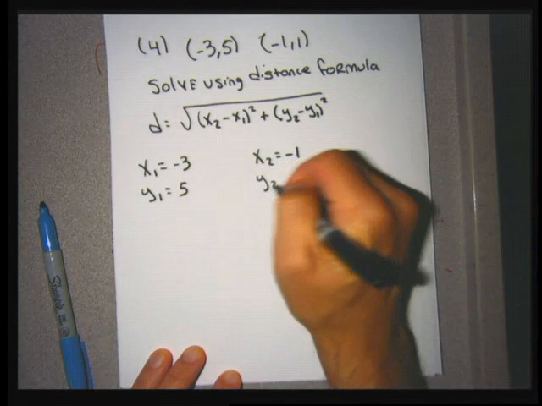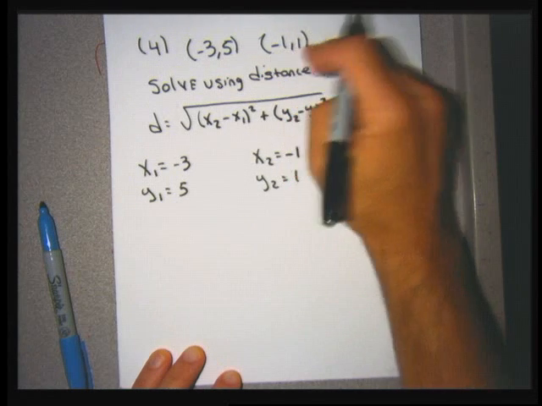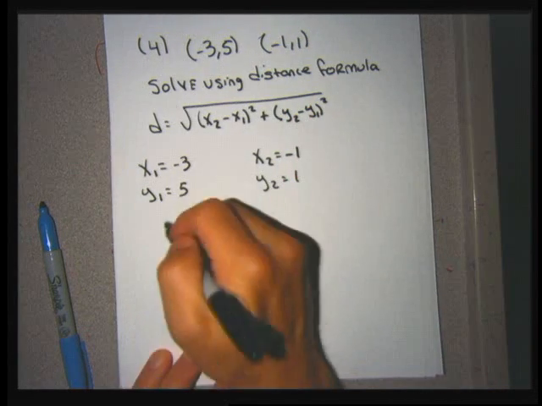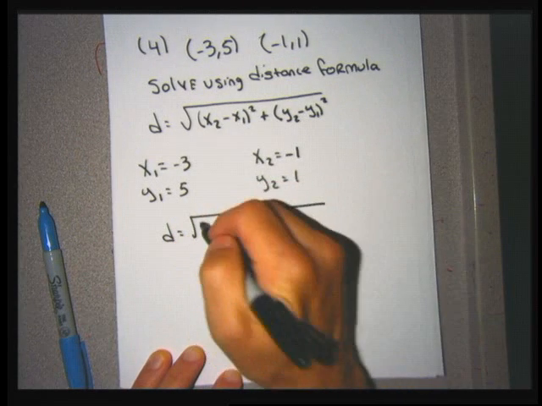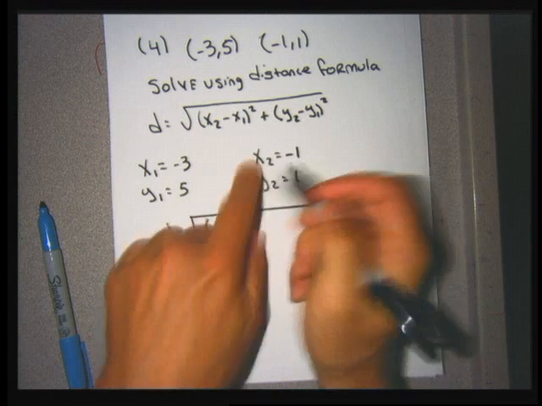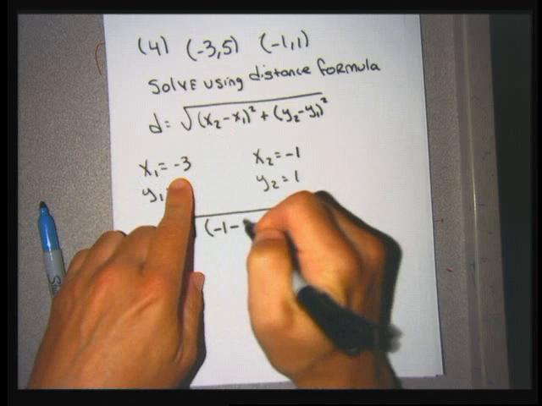And for y2, I'm going to plug 1 in for it, because x2 is the x-coordinate of the second point, y2 is the y-coordinate of the first point. So if I take those 4 numbers and plug them into the formula, I'll get the distance between the 2 points is x2, which is negative 1, minus x1, which is negative 3.